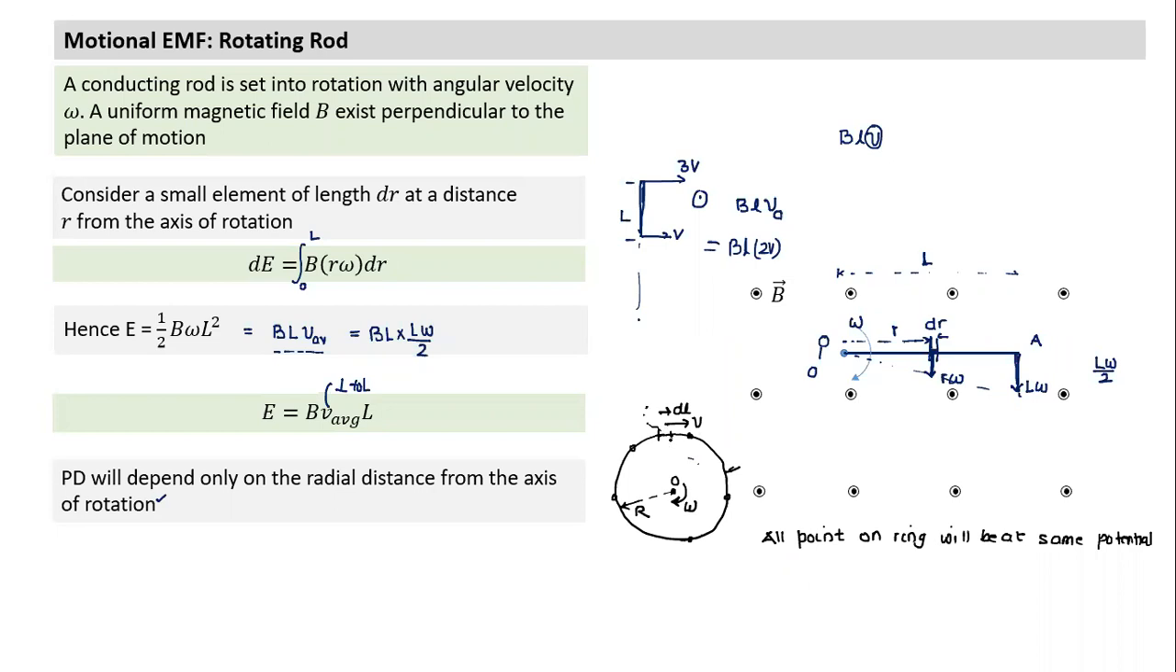See, if I rotate, all points in the ring are at the same potential. So rather than rotating a ring, if I rotate a disc, a metal disc, what will happen? Compared to the ring, if I rotate a metal disc, all points which are equidistant from the axis will be at the same potential. We can think of several rings, so we can look at it two ways. All points which are equidistant from the axis of rotation will be at the same potential. It only depends on the radial distance from the axis of rotation.